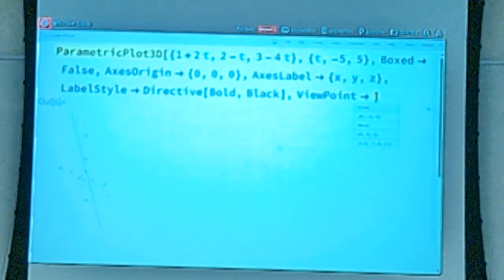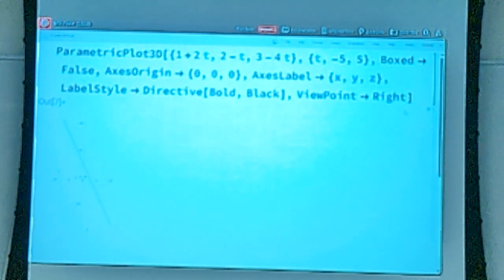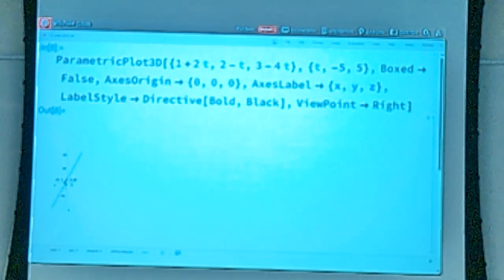Now here's the problem. Mathematica doesn't take X to be depth. I think it takes Y to be the depth, which is really odd. So if I do front, it's viewing it from Y. To get around that, use a right viewpoint, now it's going to view it down from X, as if you're standing in front of it. That's still not really that good, but at least it makes it easier for me to rotate it. Just rotate a little bit.